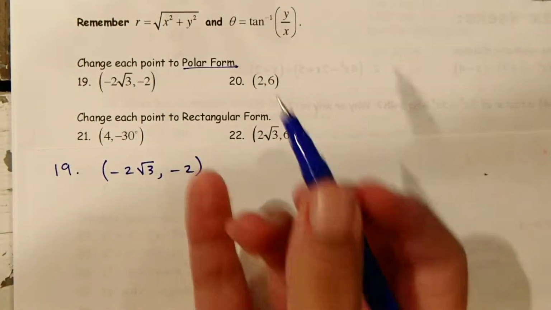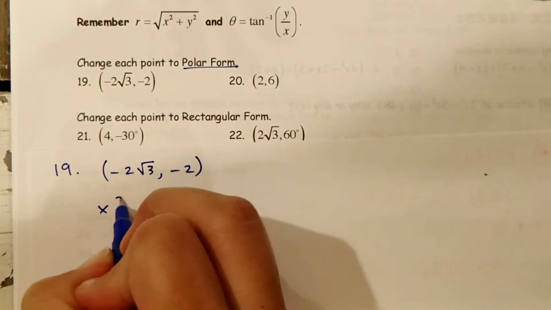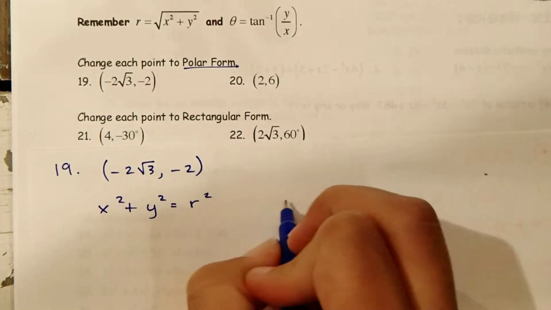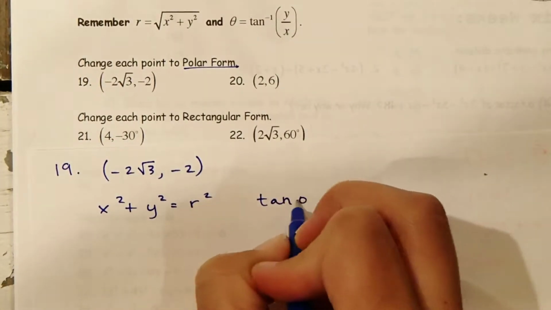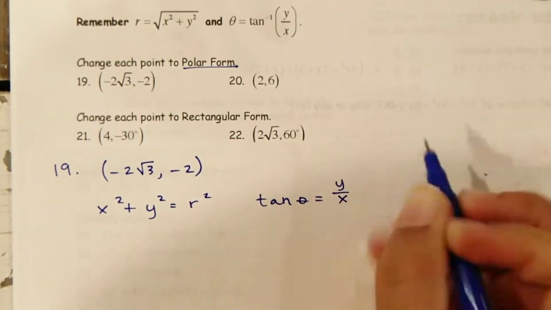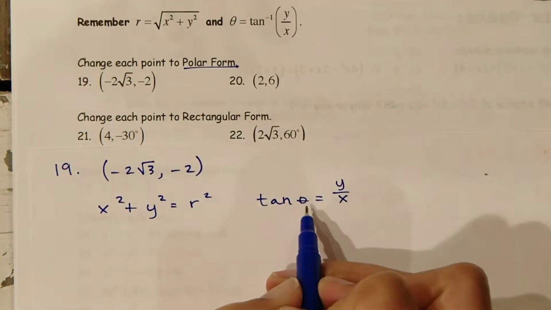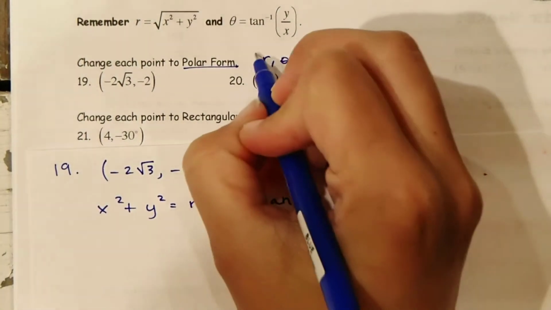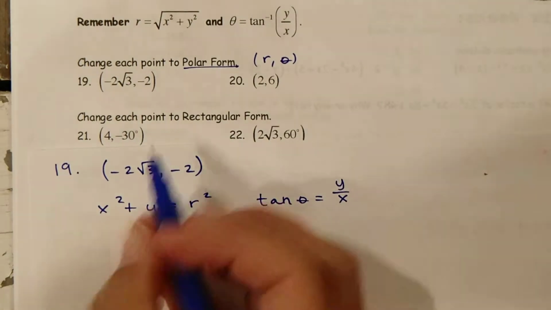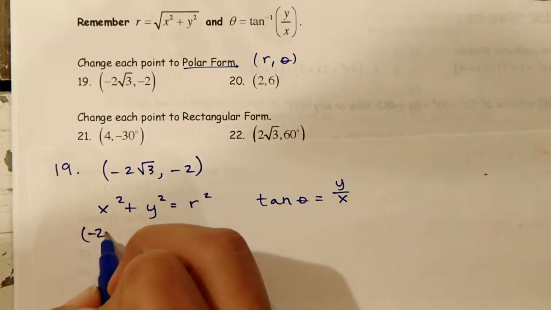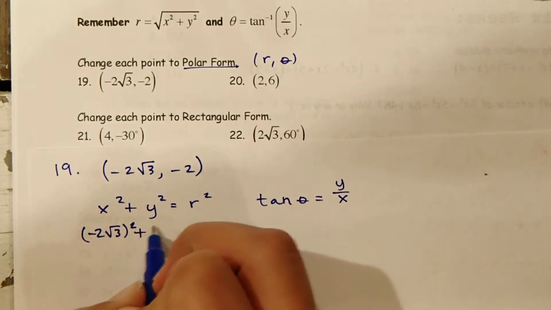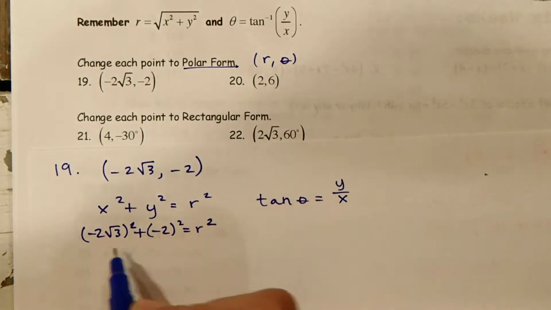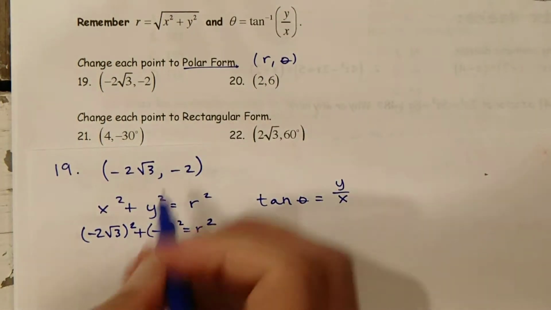We're going to convert to polar form, which means we need to plug into x squared plus y squared equals r squared. And then we're also going to plug into tan theta equals y over x. So we can find r and theta this way, which is what polar form is. It's r, theta. So for this one, we have negative 2 root 3 squared plus negative 2 squared equals r squared.